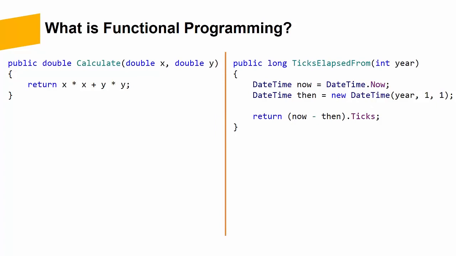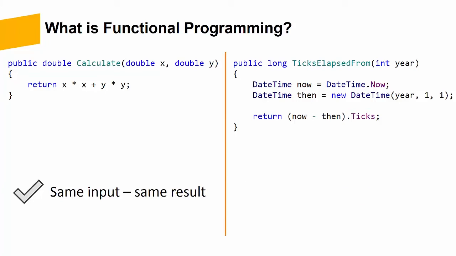So let's take an example. Method on the left is a calculate method. It calculates some value given two input values. Method on the right returns the number of ticks elapsed from a given year. So what's the difference between these two methods? The difference here, despite their functionality, is that the method on the left is referentially transparent. It gives the same result given the same input. So it always returns the same result.